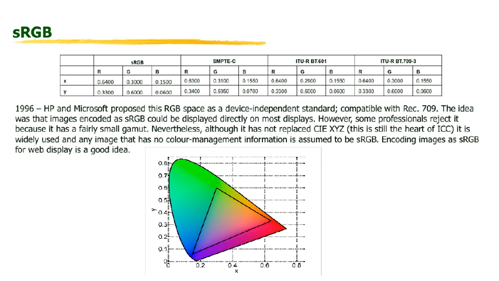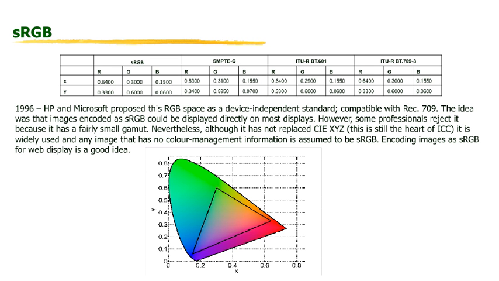So we've added here on the diagram, on the table, the chromaticity coordinates of sRGB space. So in 1996, HP, Hewlett-Packard and Microsoft proposed this RGB space as a device-independent standard. It's compatible with recommendation 709. So the idea was, if all images were encoded as sRGB, then they could be displayed directly on most displays without any additional color management.